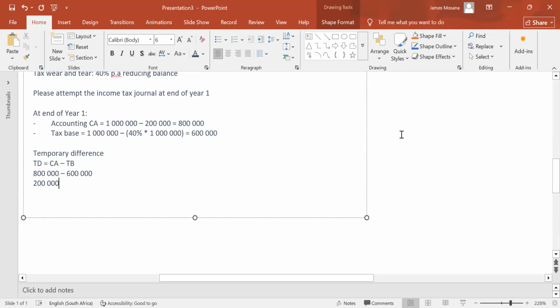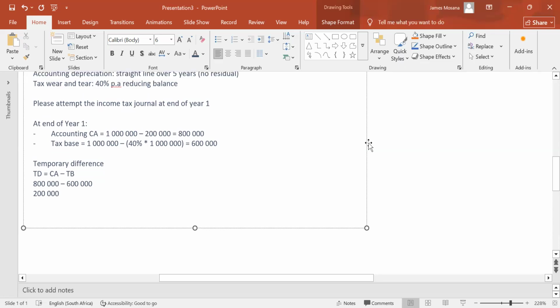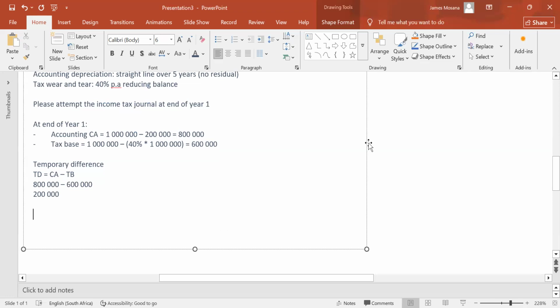Now, remember, we are dealing with an asset. Remember our rules. Because it's an asset and the carrying amount is greater than the tax base, it means we are going to have a taxable temporary difference, giving us a deferred tax liability.